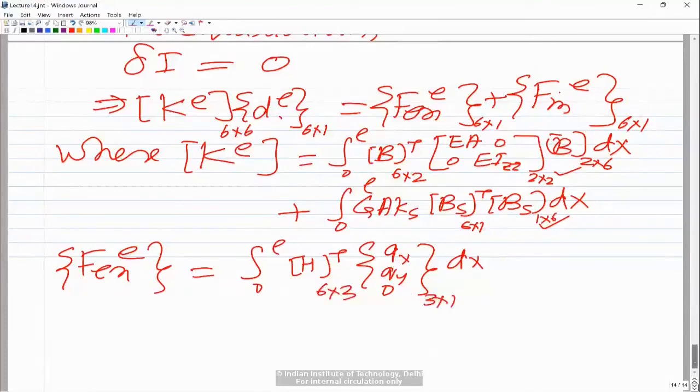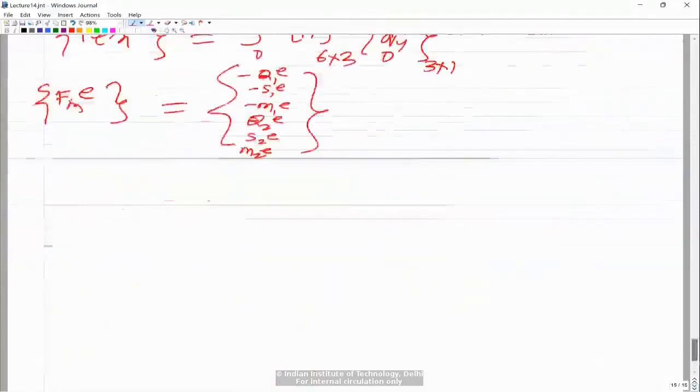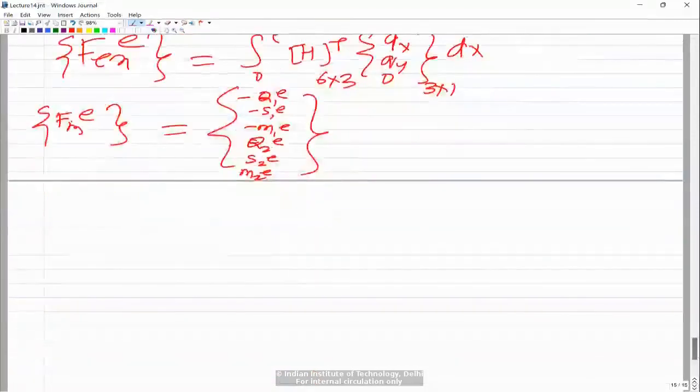And then, if you look at the F internal for the element, although we have already defined it, let me write it again. So minus Q1E, minus S1E, minus M1E, then you have Q2E, S2E, and M2E. So this is F internal. So this gives you basically the element level governing equation. So I think this is where I want to stop.